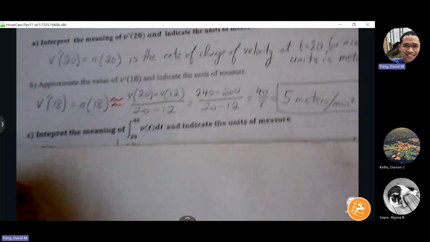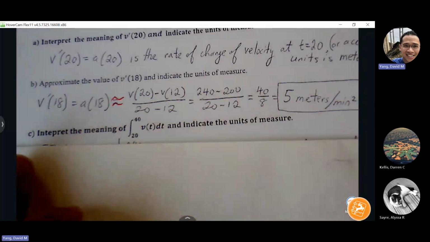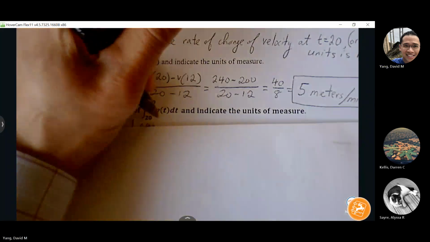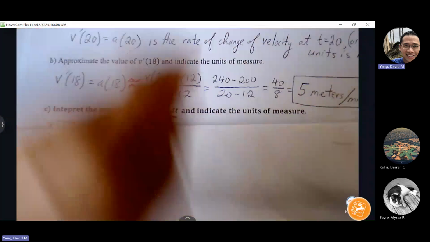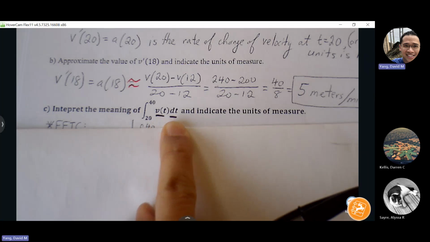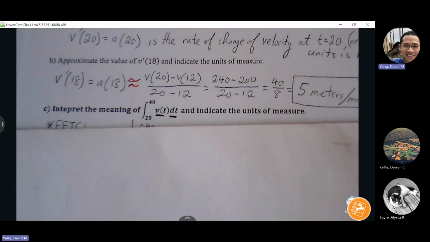Okay, next up, interpret the meaning of the definite integral from 20 to 40 of v of t dt. What's going to happen after we go through this process? It's going to turn into what? It's not going to stay velocity, right? This is meters per minute. Yeah, position, or change in distance, right?